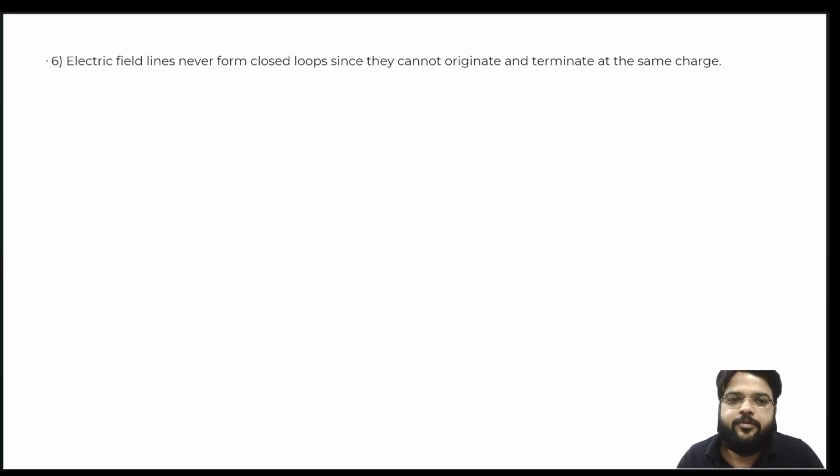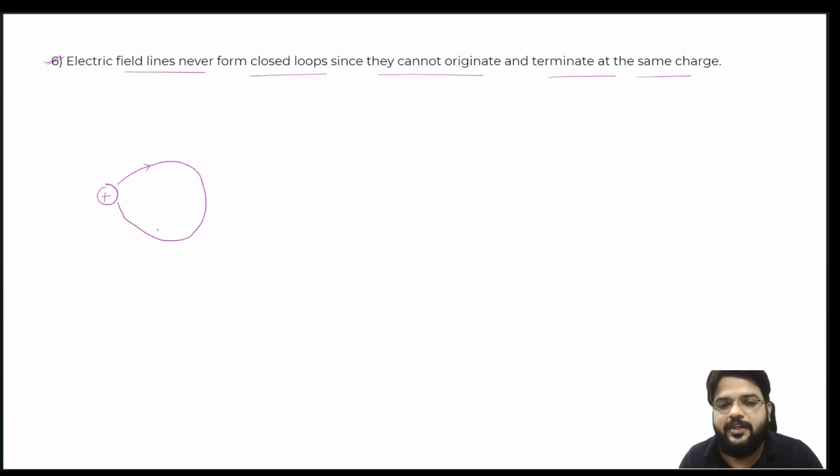Let's see the next property, everyone. Property number 6. Electric field lines never form a closed loop since they cannot originate and terminate at the same charge. So what is the sense of property number 6? Let's suppose we have a positive charge. A field line originating from the positive charge and terminating at the same positive charge is not possible. That's why it is not making a closed loop. This is property number 6. Field lines do not make a closed loop.